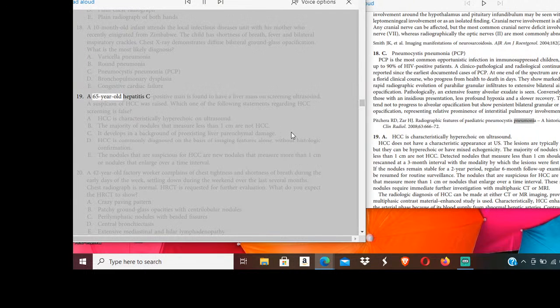19. A 65-year-old hepatitis C-positive man is found to have a liver mass on screening ultrasound. A suspicion of HCC was raised. Which one of the following statements regarding HCC screening is false?